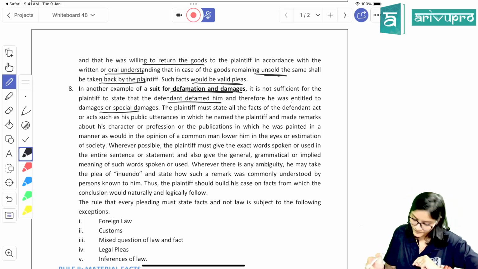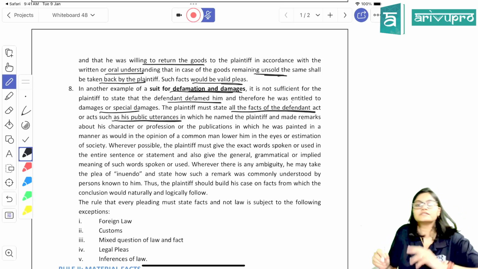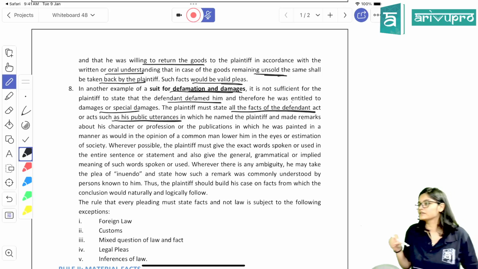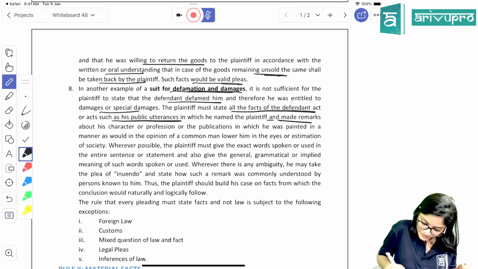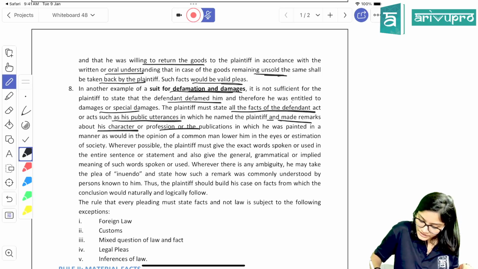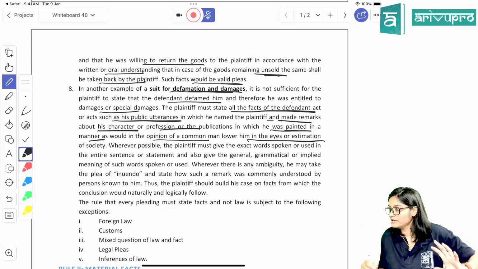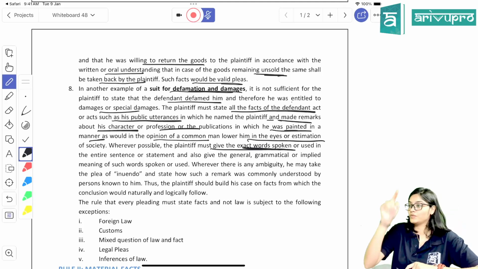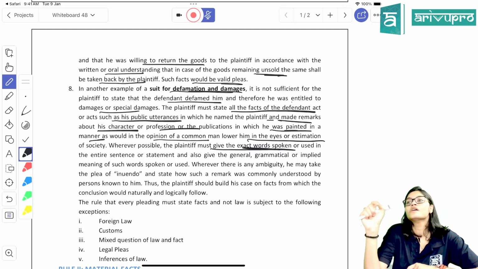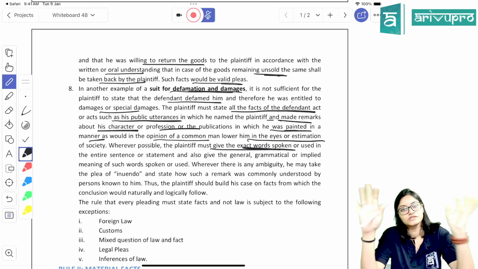What happened? Say that. The plaintiff must state all the facts of the defendant's act or acts such as his public utterances, that what he spoke in public, what he has published in the letter, right, about me. So mention all those things. In which he named the plaintiff and made remarks about his character or profession, or publications in which he was painted in a manner as would in the opinion of a common man lower him in the eyes of estimation. That means his goodwill is harmed, right? So wherever possible, plaintiff must give the exact words spoken, that what exactly he said, because he is harming your reputation, or what exactly he wrote, or you can mention in which publication it has been written. All those things you can do.